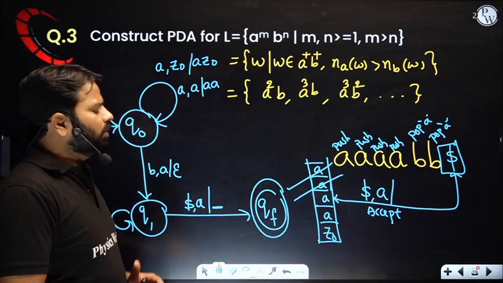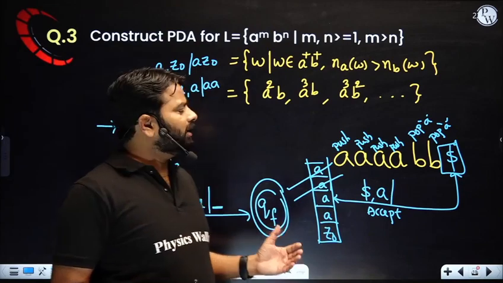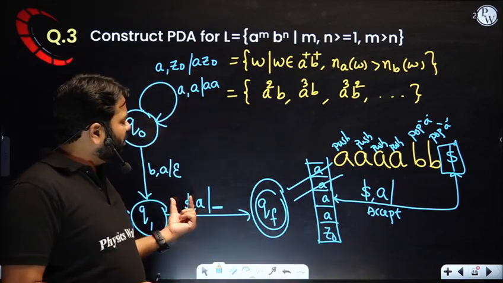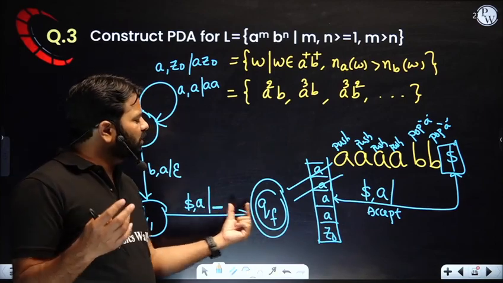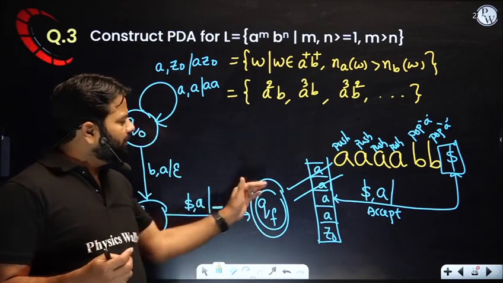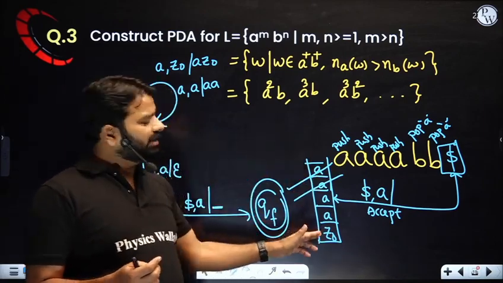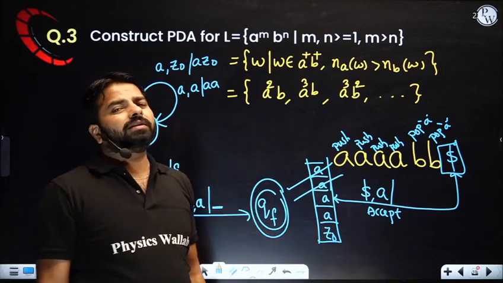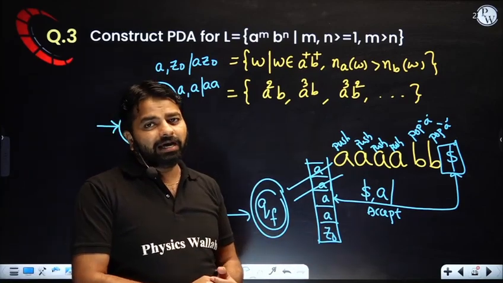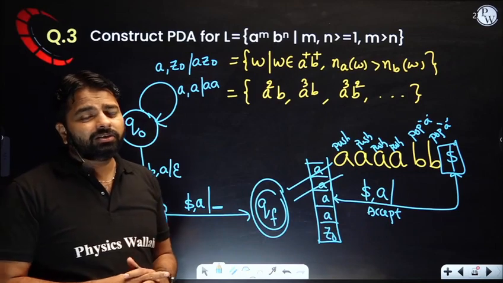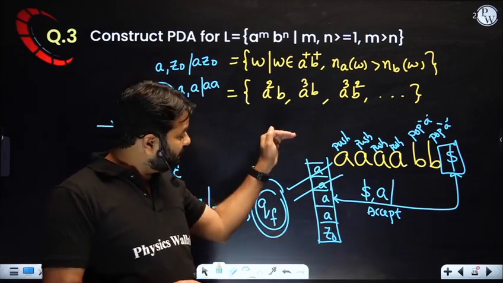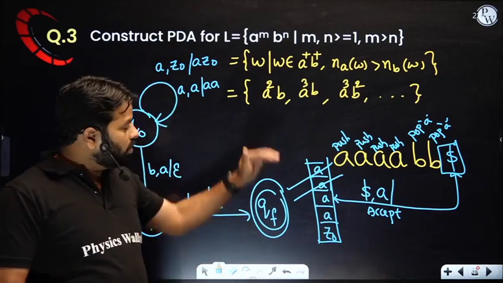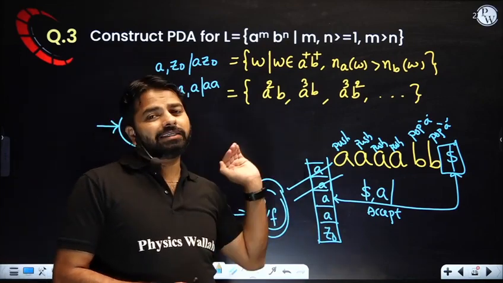Okay, so if you want to design empty stack, you should take extra steps here, like dollar comma A. You can't have any final state there. What you do: go there, first pop this A and pop the remaining A's. When the Z naught comes, pop that also. Then that means the string is valid. Otherwise you don't pop these things. So remember that too. Only for the valid strings do you make this stack empty, including Z naught.